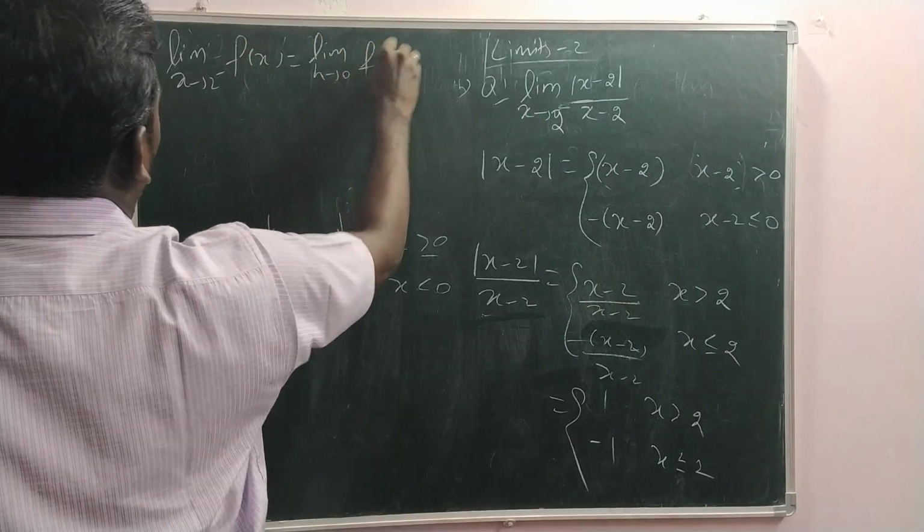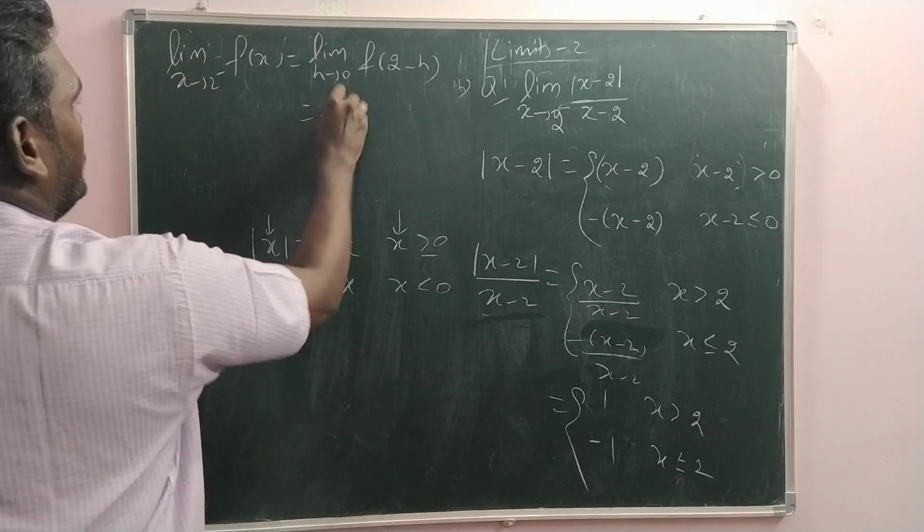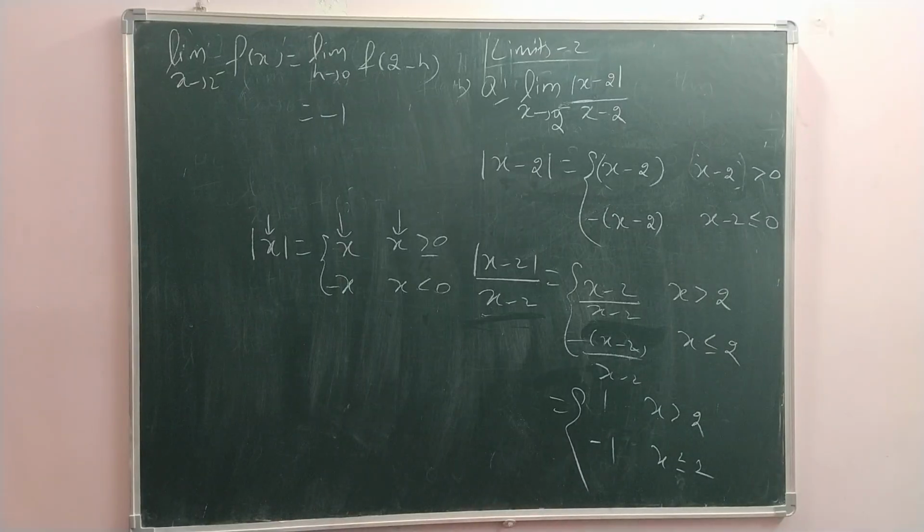Limit x tends to 0, f of 2 minus h. So this is minus 1. That is it. There is no h to apply 0. Okay. Do you have any doubts in this?